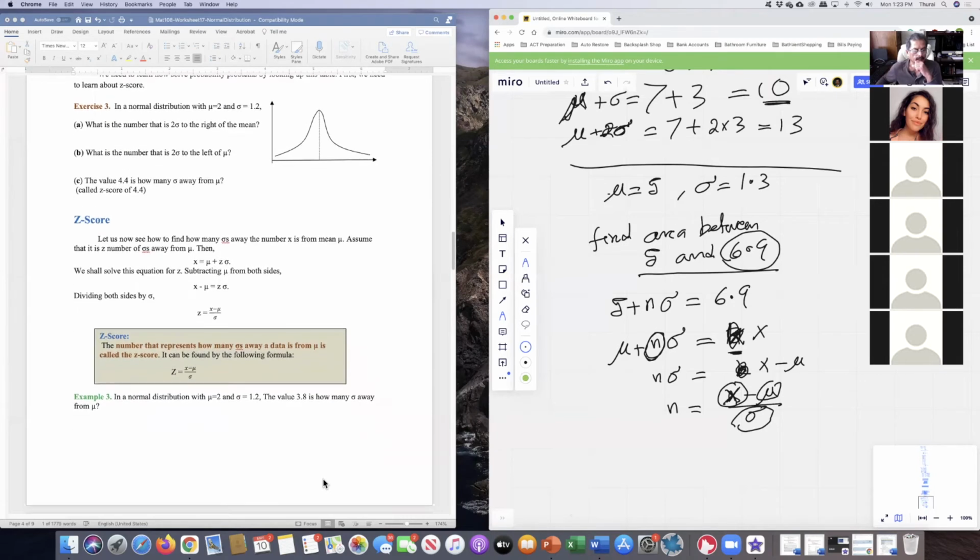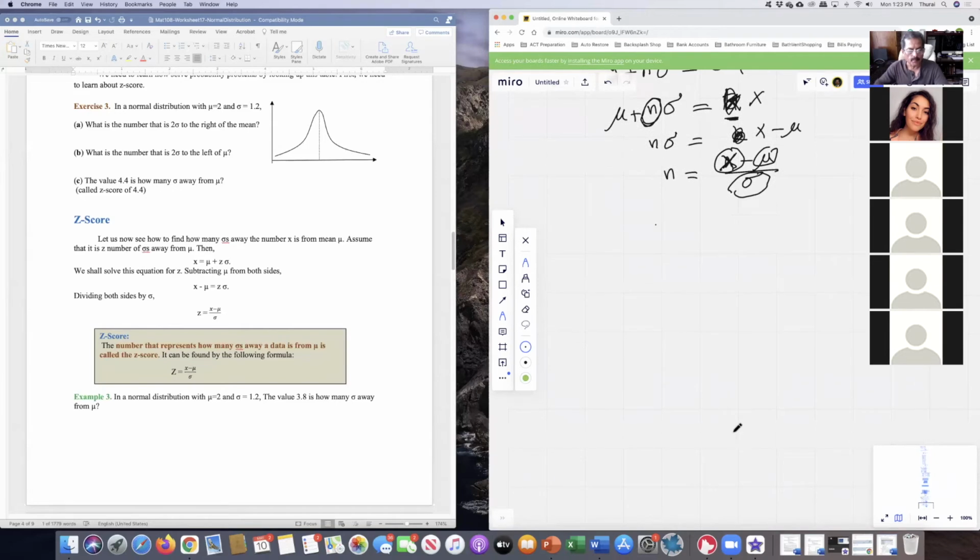So let's look at a simple question. It says in the normal distribution with mu equal to 2, mean equal to 2 and sigma equal to 1.2, the value 3.8 is how many sigmas away from the mean. That's the same as the z-score. Basically, we need to find the z-score. Okay, so let's find the z-score for this.